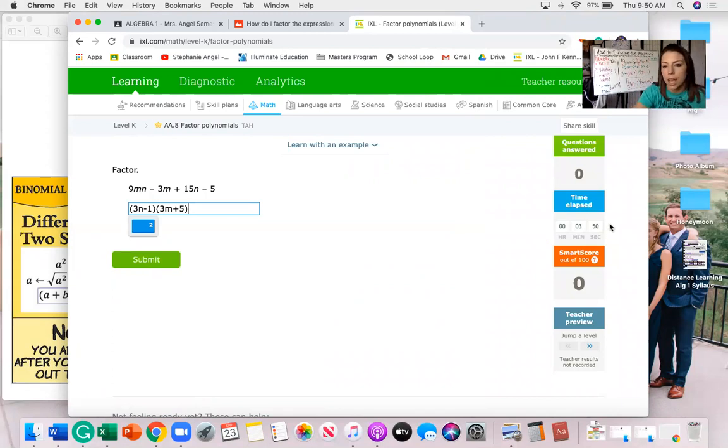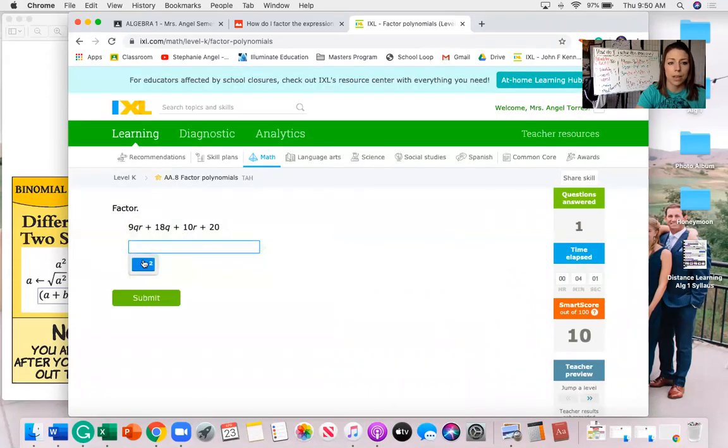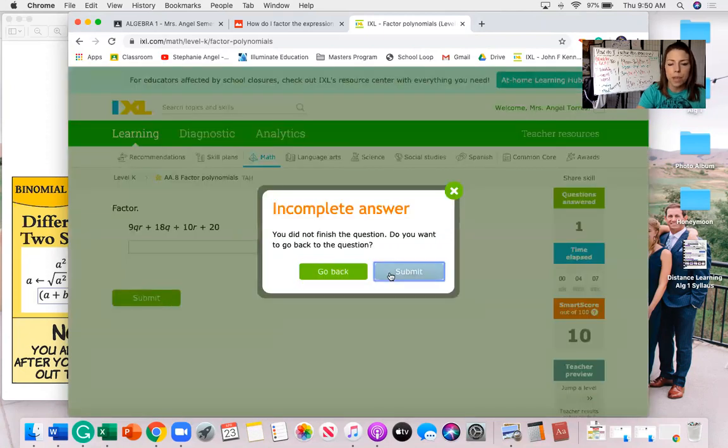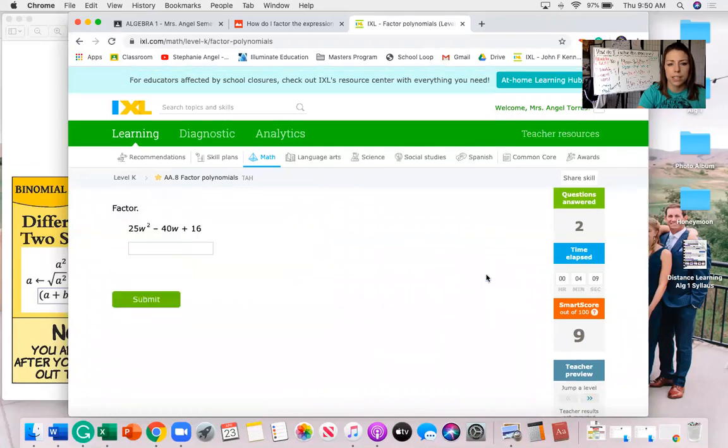By the way, look at the time. That took me about 4 minutes to do, and I'm moving pretty quickly. So these are things that I'm looking for, like how much time are you spending on these types of problems? Let's see. All right, there we go. Now, it looks like this is another factor by grouping example because it has 4 terms. So I'm just going to try to skip until we get a different type.